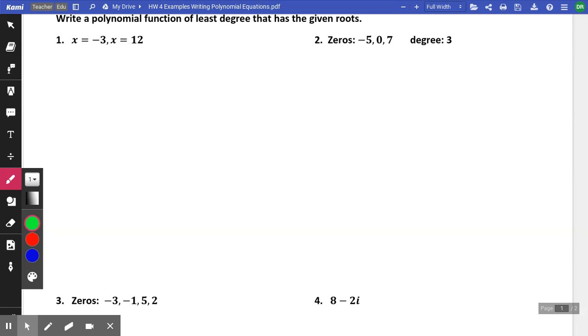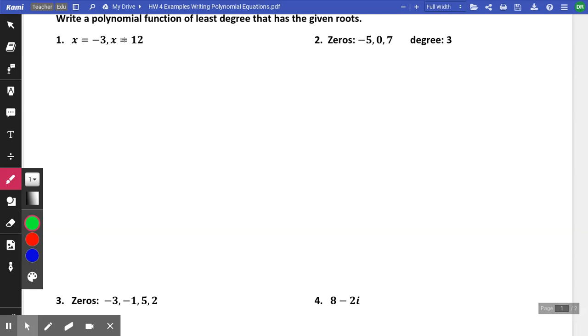Our goal is to take each of these scenarios where we're given solutions and determine a polynomial function that would have those solutions. And the way we're going to go about that is we're going to take our solutions and rewrite them in factored form, which is how we found solutions previously. So we'll take the solutions in each scenario, write them as factors, and then we multiply those factors together, and we have our polynomial. Sounds pretty simple. Let's take a look at a few scenarios to see what that might look like.